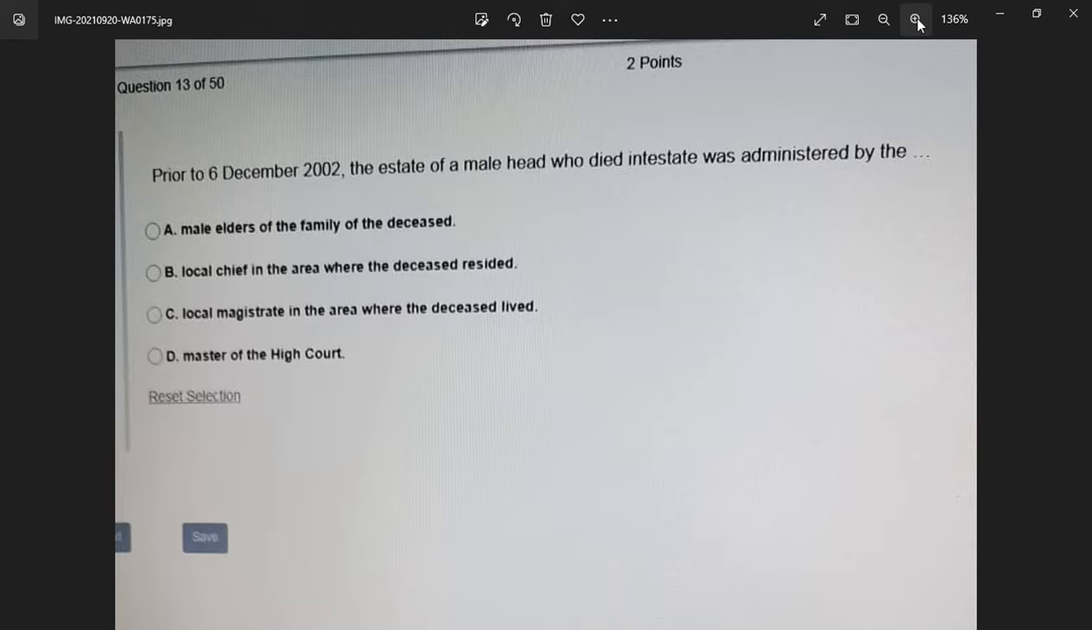Prior to 6 December 2002, the estate of a male heir who died intestate was administered by the. When someone dies intestate, it means that this person died without a will. Remember, this is indigenous customary law. We as Africans did not have a will because we do not have writing in our culture. Back in the days, we never used wills. Even now, some people do die intestate, and it's still okay to die like that.